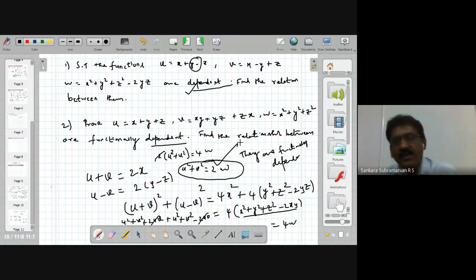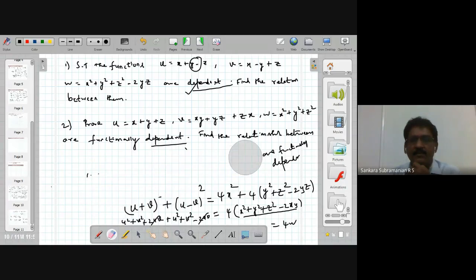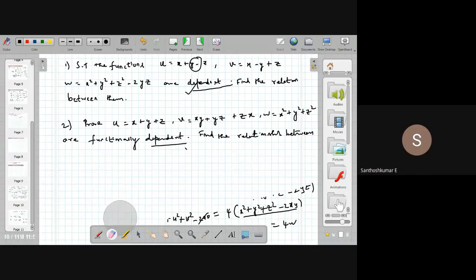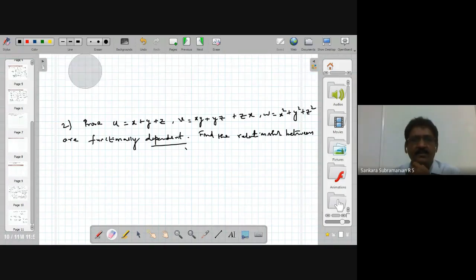We cannot always write it like this, only sometimes, not always. Then, to find it with difficulty, the Jacobian plays a vital role in showing whether they are functionally dependent or independent. So that will help you in doing so. You can take this as a homework, second problem. Please note it down.